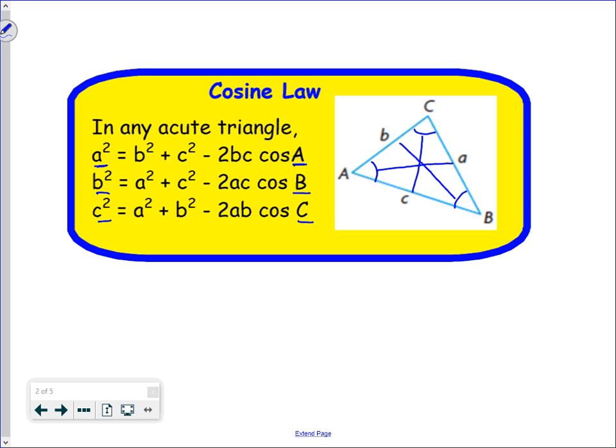Inside each of the cosine laws, notice that the sides that are used are the same. Here we're using side B and side C, and we're using it 2 times. Then side A and side C, and side A and side B. So the cosine law is like this: a squared equals b squared plus c squared minus 2bc times cos A. Let's do an example to show you how it works.